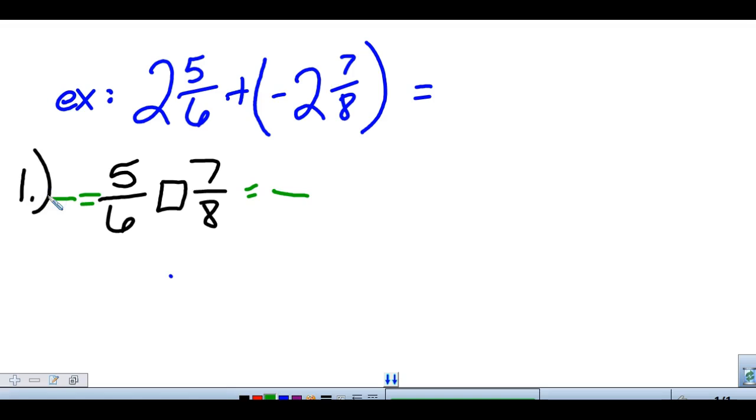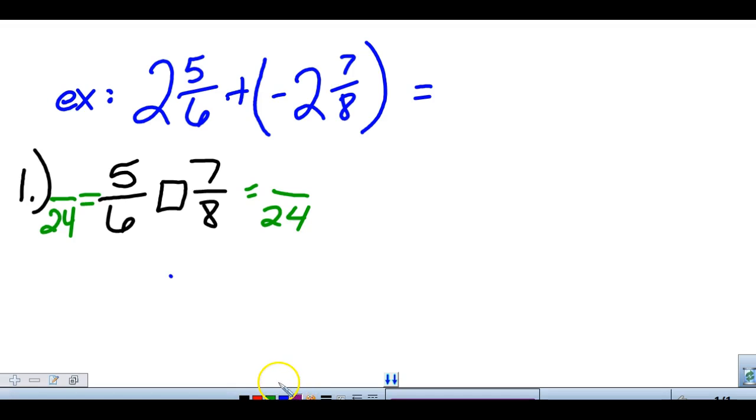Okay? So a common denominator is just a multiple that both of them have. So multiples of 6, for example, would be 6 times 1 is 6, 12, 18, 24, and so on and so forth. Multiples of 8 are 8, 16, 24, 32, and so on and so forth. Okay? We're looking for a number that's a multiple of both of these, and that is 24. Okay, so our common denominator would be 24.